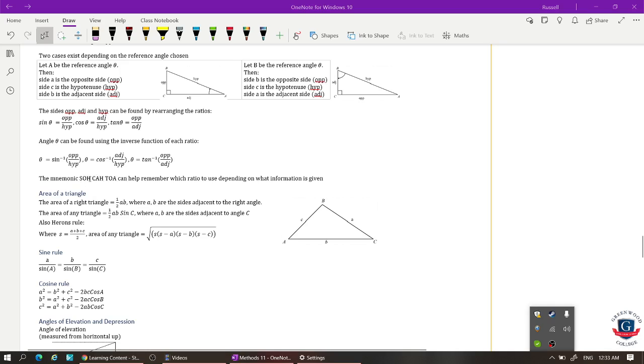To remember which go with which, SOHCAHTOA can help, but it is just a mnemonic. Sine is equal to opposite over hypotenuse, cosine is equal to adjacent divided by hypotenuse, tan is equal to opposite over adjacent.